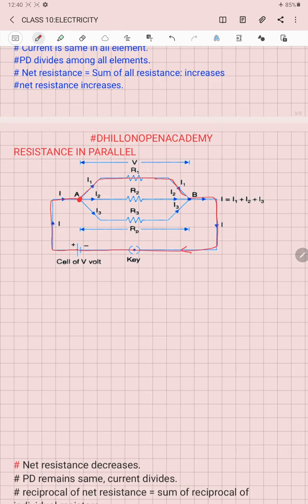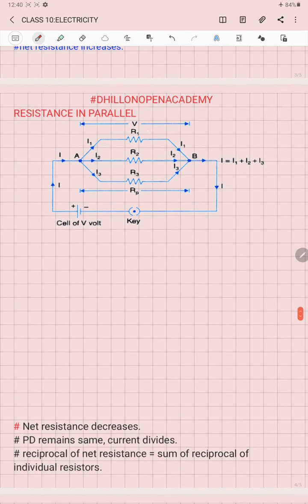So the first resistance is connected directly with the battery, so its voltage is the same as that of the battery. You can also see that the second resistance's two terminals are also directly connected with the battery, so its voltage is also the same as the battery voltage. The third resistance's two terminals are also directly connected with the positive and negative terminals of the battery. So here again the voltage is the same. So in a parallel circuit, voltage is the same but current divides.